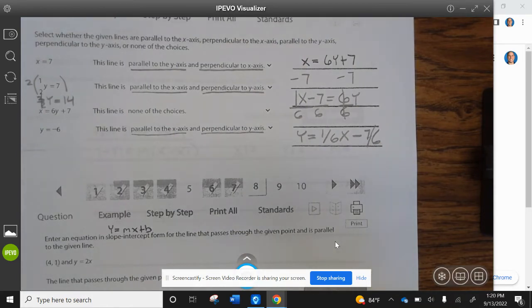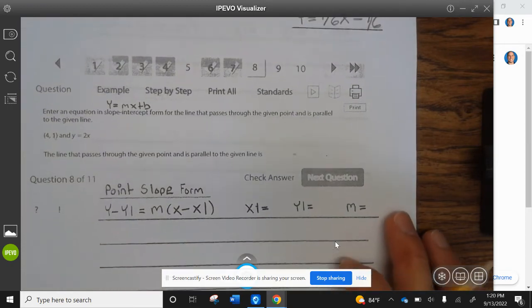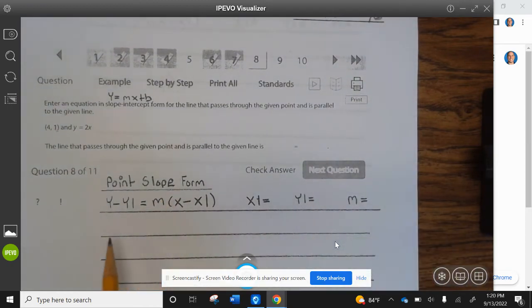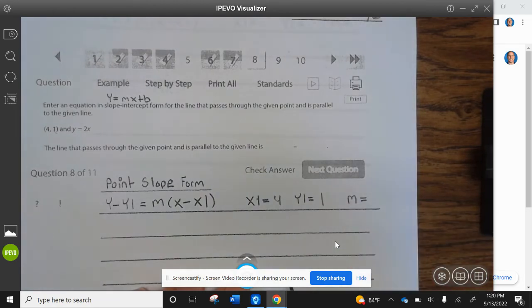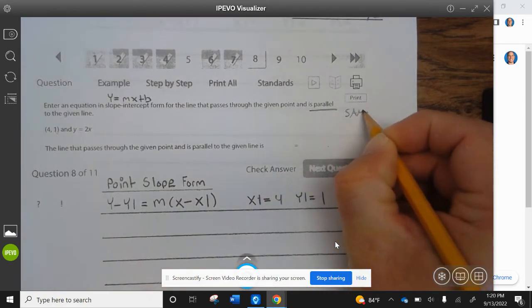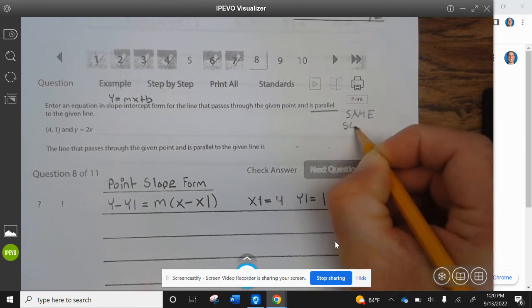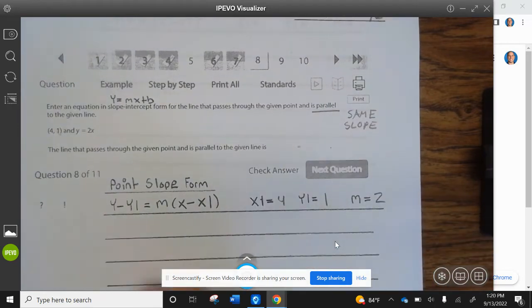All right, let's take a look at the next example. Enter an equation in slope-intercept form, y equals mx plus b, for the line that passes through the given point and is parallel to the given line. So to do this, we need to use point-slope form: y minus y1 equals m times (x minus x1), where x1 is 4, y1 is 1. We want parallel, so we want the same slope. Well, the same slope is 2, so we're going to plug these numbers in.